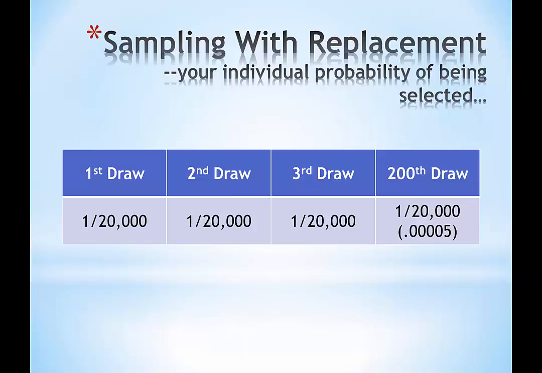All right, so you put the name back in the hopper, you keep drawing. The odds of you being drawn once are really rare, but twice it's almost astronomical, if not astronomical. That's sampling with replacement. You can preview it already. You can see where we're going.